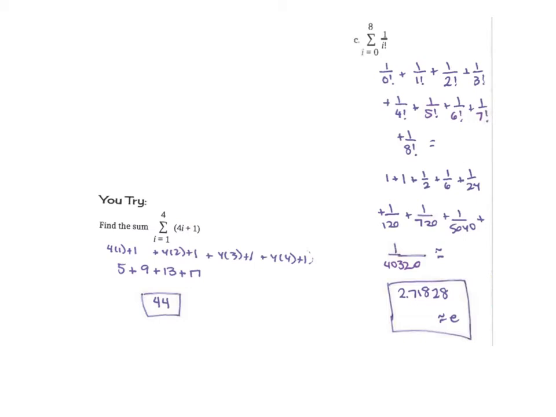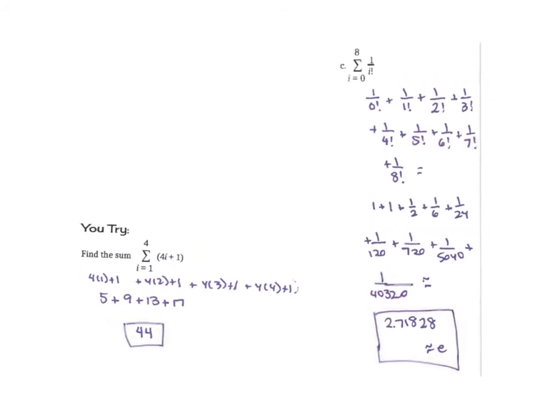So for letter C, if you tried it out, you would have hopefully written these down. You start at 0, right? So 1 over 0 factorial, remember that's just 1, and then you keep going until 8 factorial in the denominator. I converted it to fractions here, and when you add it all together, you'll get approximately 2.71828, which is approximately e, so very interesting. The next example, if you tried this out from 1 to 4, you would have hopefully gotten 44.